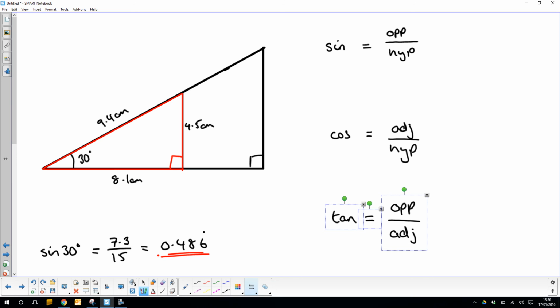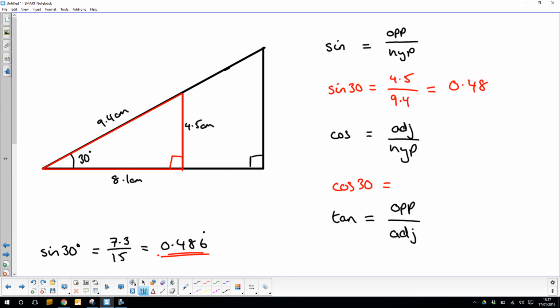So sine of 30 in our smaller triangle, again it's opposite divided by hypotenuse, so that's 4.5 divided by the hypotenuse, which is 9.4, and we'll work that out. 4.5 divided by 9.4, and that is 0.48. 2 decimal places, that will be fine. Cos of 30 is the adjacent, which is 8.1, over the hypotenuse, which is 9.4.